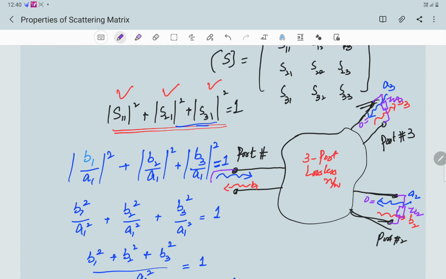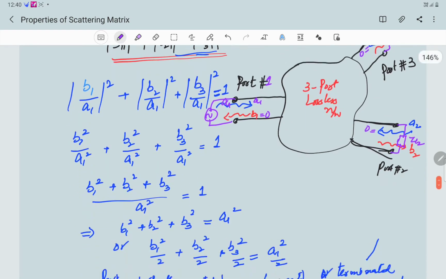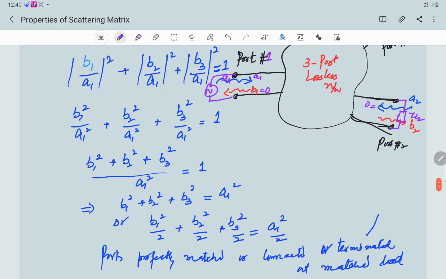Again, when I connect a source here at port number 1, A1 is my incident wave, B1 is reflected. If it is perfectly matched here, B1 would be 0. So A1 goes into my network as the incident wave, and B1 is the reflected wave, assuming that it is a matched connection, so B1 would be 0. So all it means is that A1 corresponds to the incident wave, and as we have seen earlier, A1 square by 2 would be the incident power.